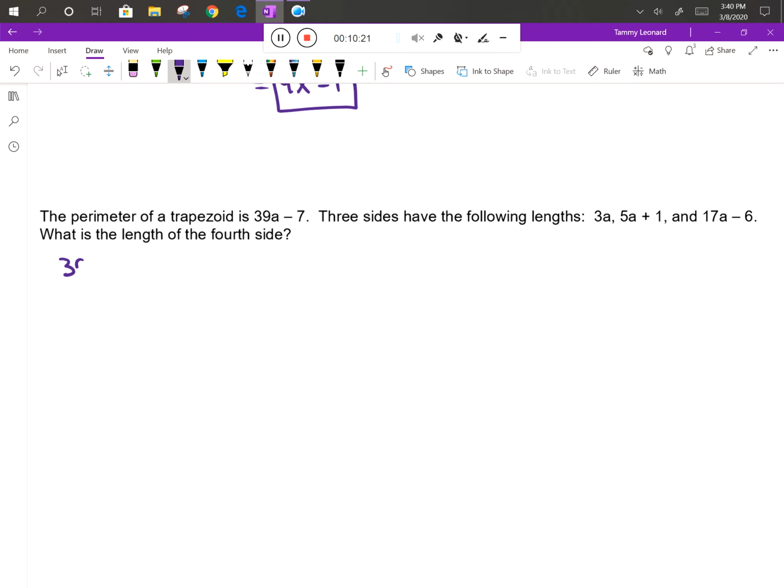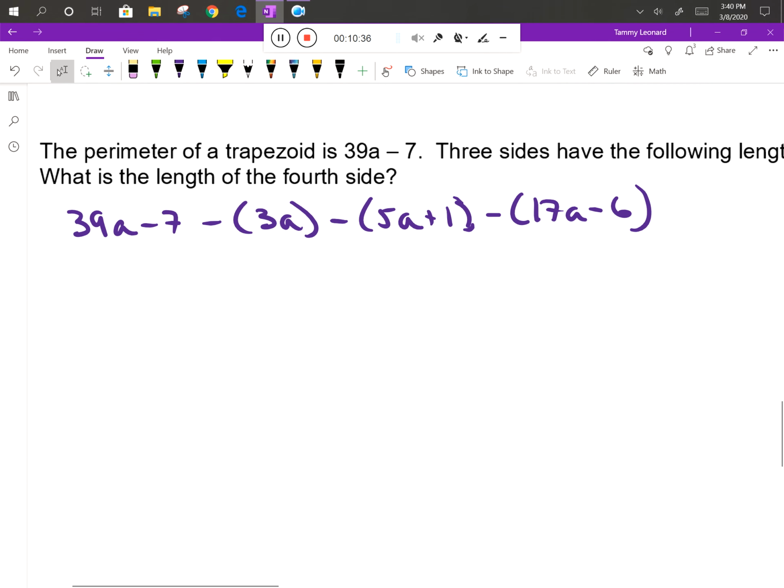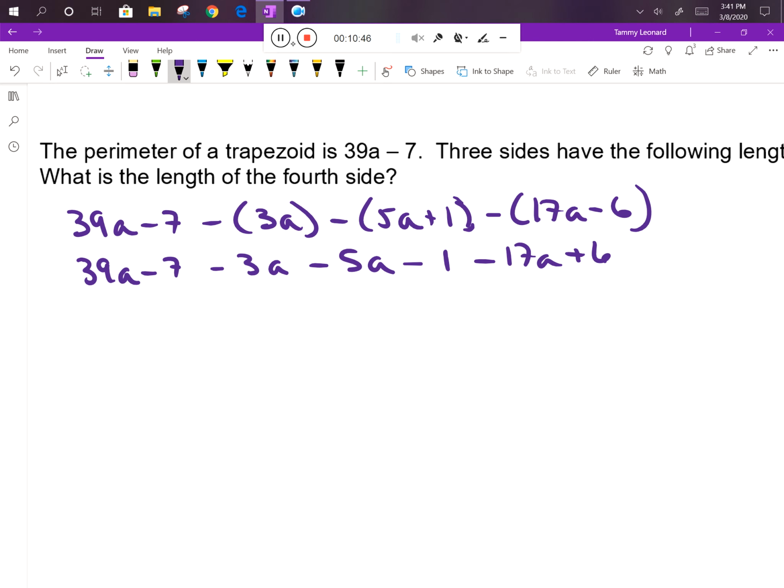So we start with the total of 39a minus 7, and from that we'll subtract each of those sides. And I'm just putting each of them in parentheses to be consistent, even though that first side probably doesn't need any parentheses. So now let's simplify. 39a minus 7 minus 3a minus 5a minus 1 minus 17a plus 6. Let's get all those like terms.